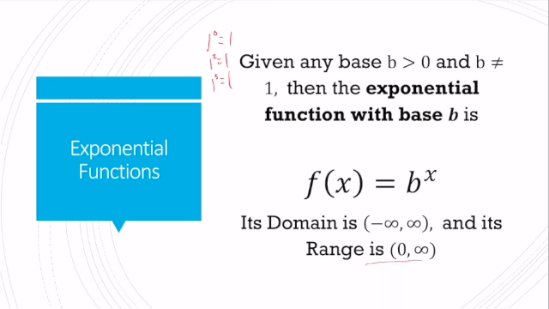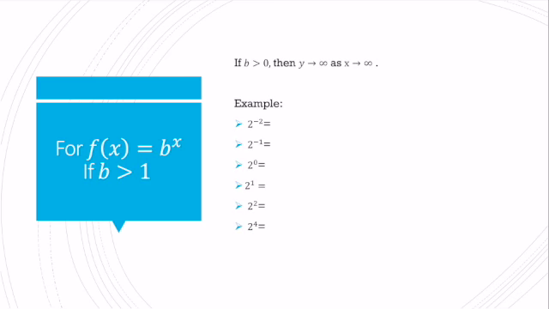So let's take a look at this. Let's say b is greater than 1. That's important to know. If I have 2 to the negative 2, that means I have 1 over 2 squared, using our exponent rules, which gives me 1/4. If I have 2 to the negative 1, that gives me 1 over 2, which is just a half. 2 to the 0 is 1, 2 to the first is 2, 2 squared is 4, and 2 to the 4th is 16.